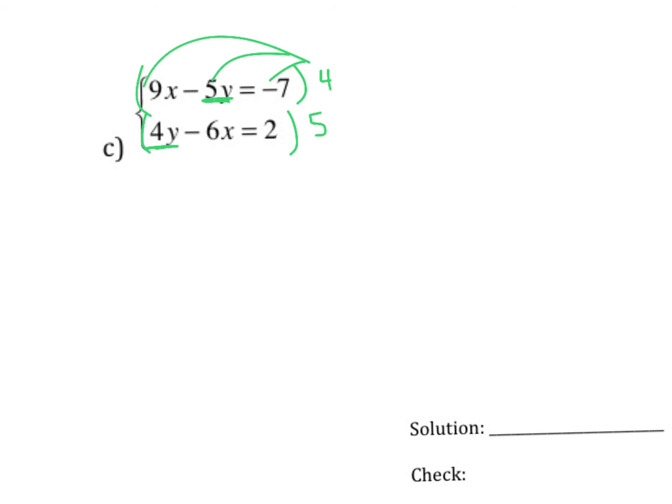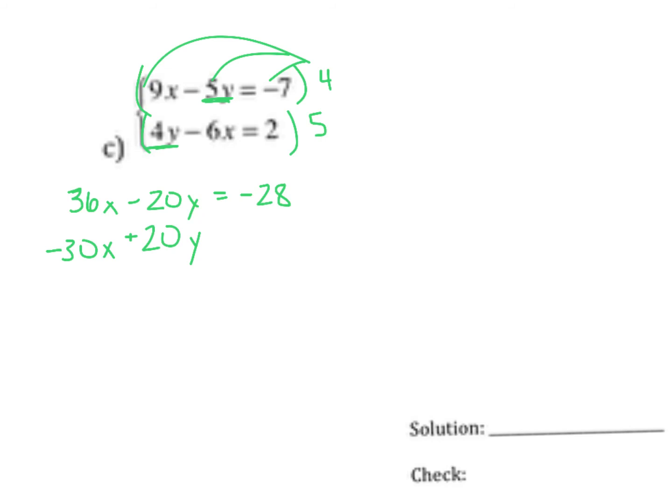So what we'll end up with as our one equation will be 9 times 4, so 36x minus 20y equals negative 7 times 4, which is negative 28. And our bottom equation, I'm going to rewrite this underneath. 5 times 4 is 20y, positive. 5 times negative 6x is negative 30x, and equals 2 times 5, which is 10.